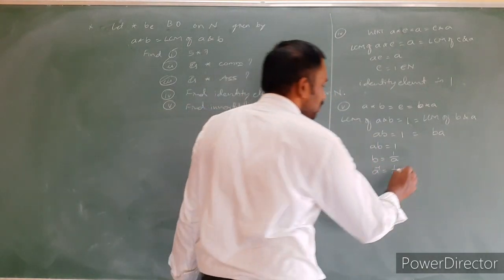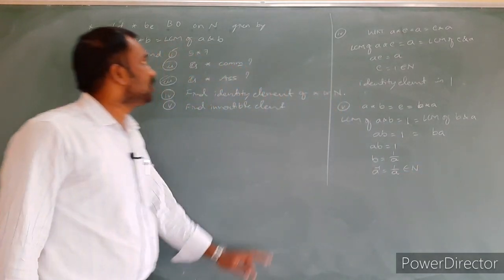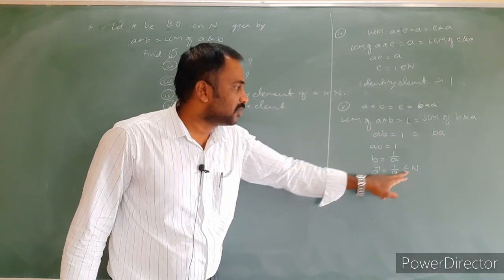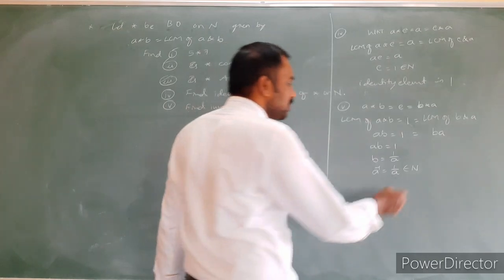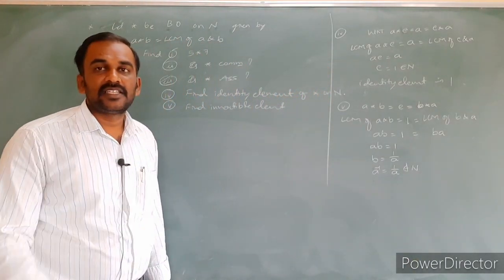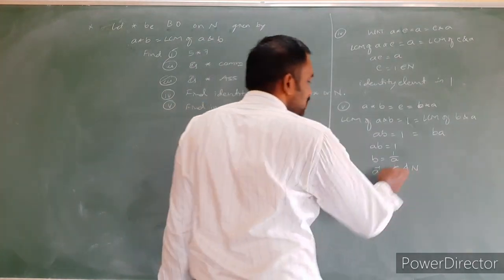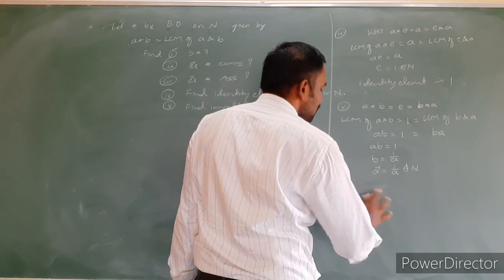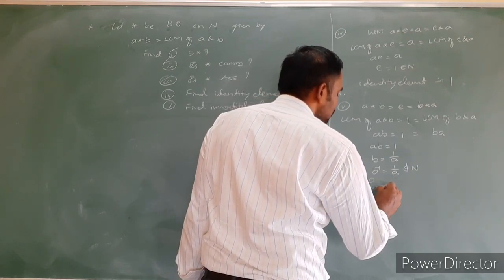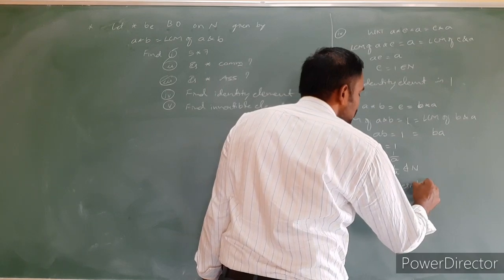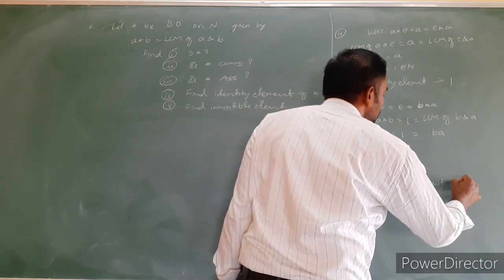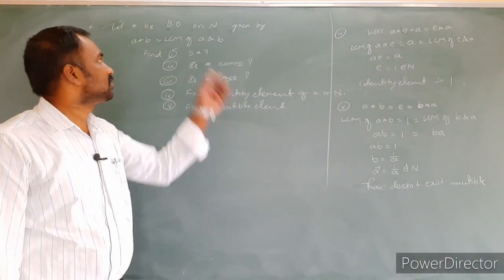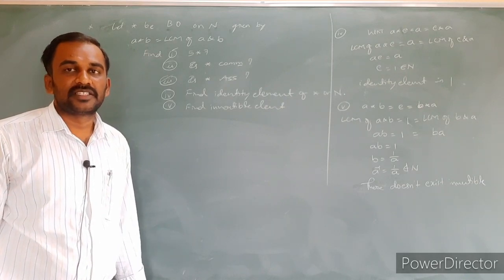This 1 by A, the invertible element, must be present in the given set, the natural number set. So A is any natural number, and is this present in the natural numbers or not? 1 by A is not present in the natural numbers. It is not present in the natural numbers, so what do we say? Inverse exists or does not exist. So there does not exist an invertible element. There does not exist an inverse of any element on the operation A star B equal to LCM of A and B.